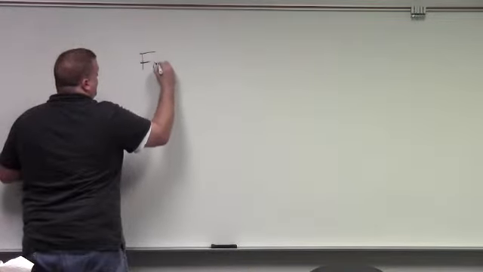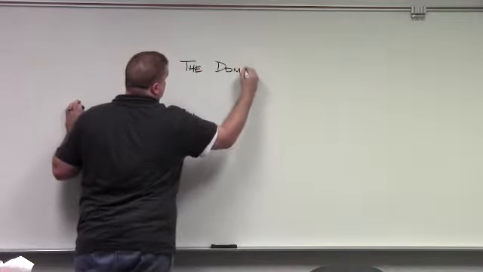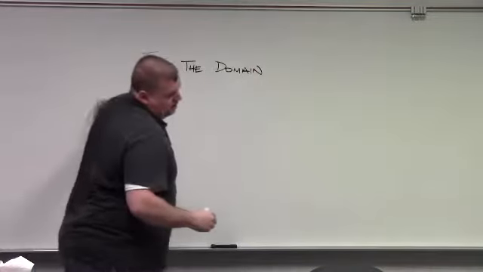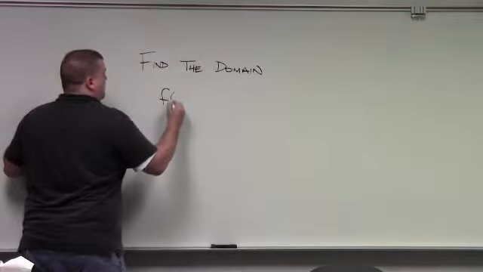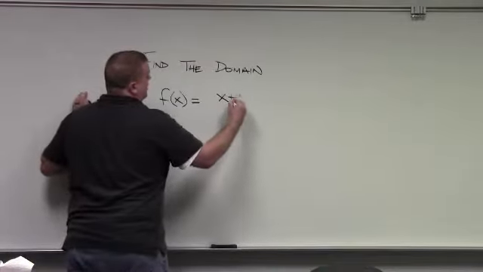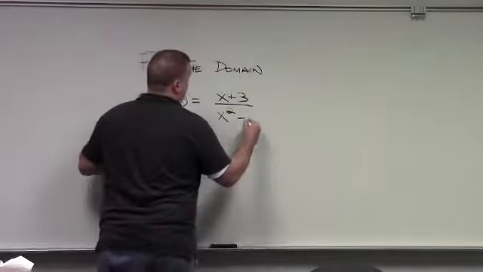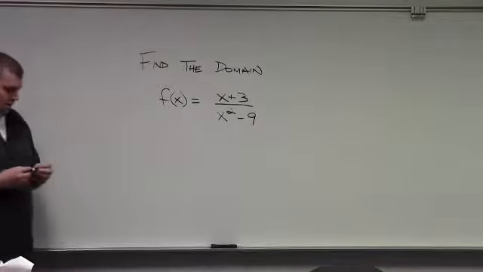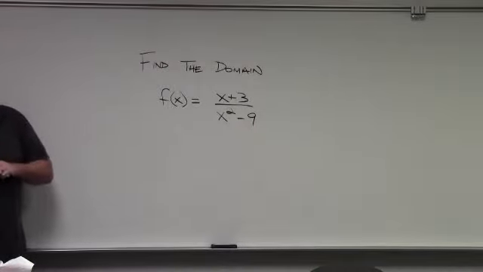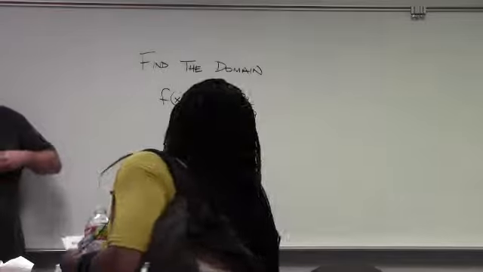it says find the domain. And our example says we have this function, x plus 3 over x squared minus 9. When it says find the domain, we're basically interested in, is there any values that will give us an undefined fraction? Well, what value in the denominator will make it undefined? 0.